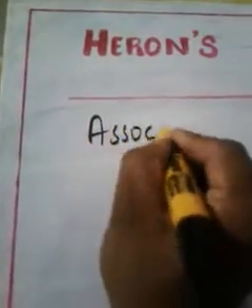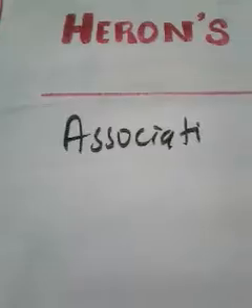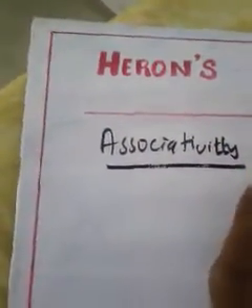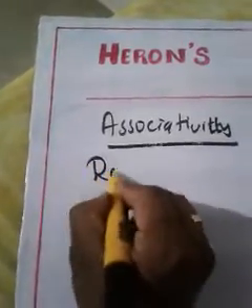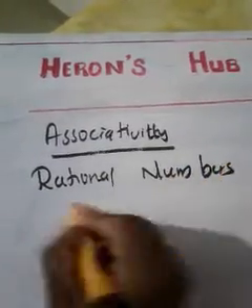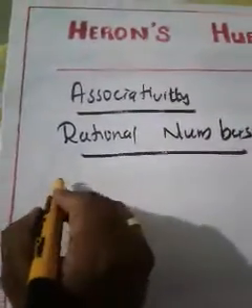So I am going to check associative property in rational numbers first. Let me start from rational numbers. That means I am going to check this associative property in rational numbers under each operation: addition, subtraction, multiplication, division. As I said, the property name is associativity. So I am going to check associativity in rational numbers, under which operation?